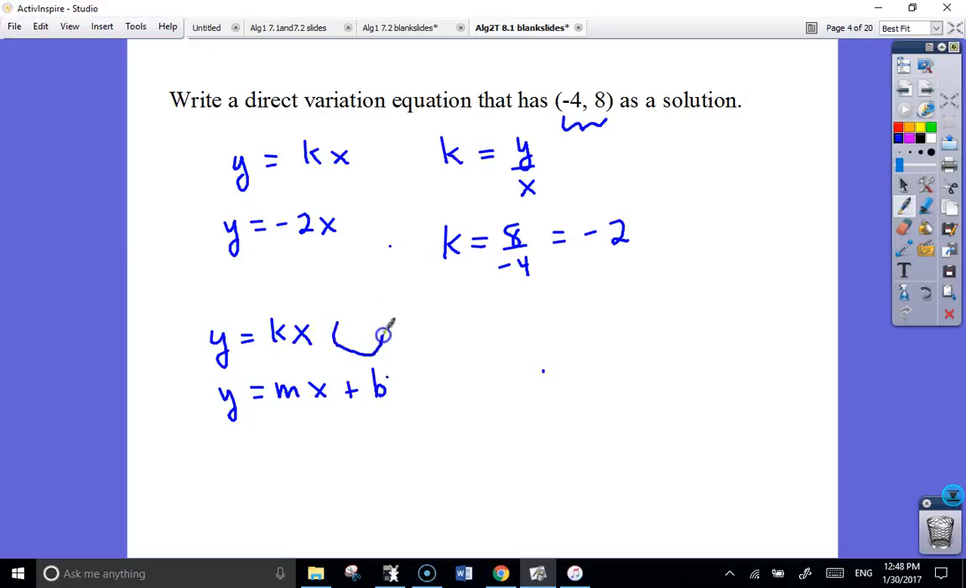Since you don't see any plus b out here, what's the y-intercept? It's 0. So what point on the graph does a direct variation go through? 0, 0. Every direct variation goes through the origin. And that was one of the main things in Algebra 1. We're not dealing that much with the graphs of this here, but that is something to keep in mind.